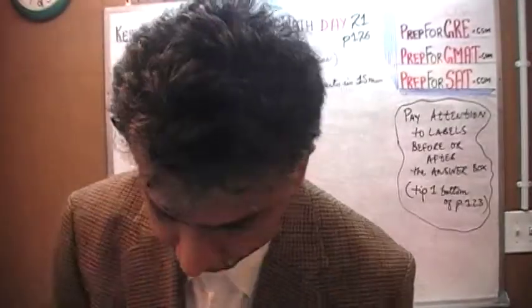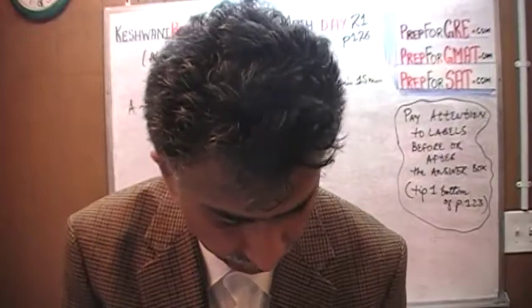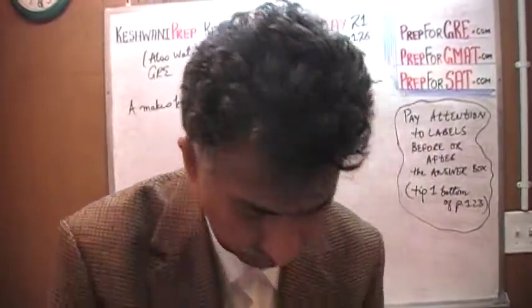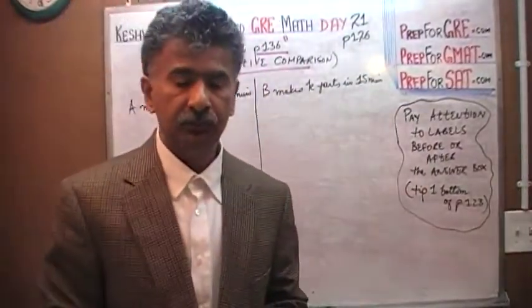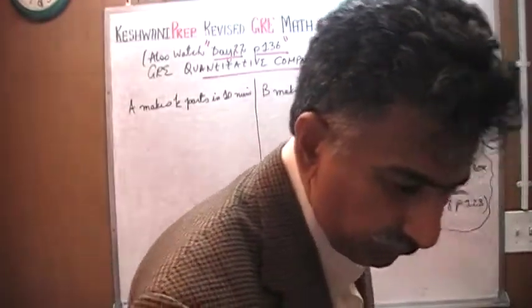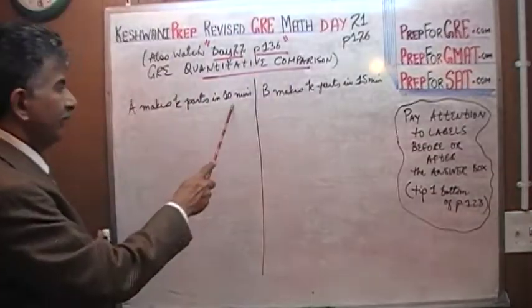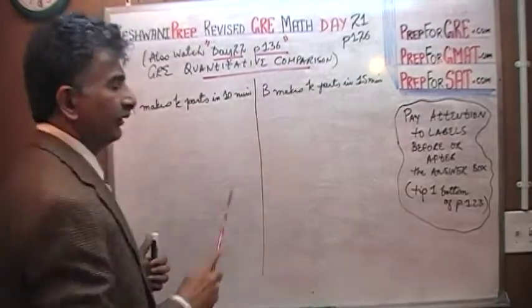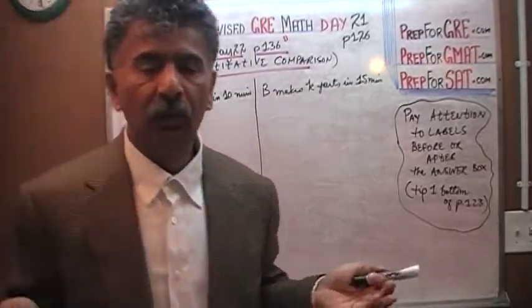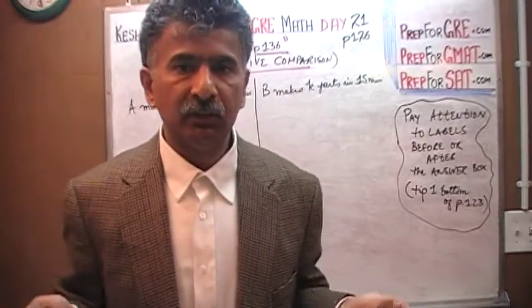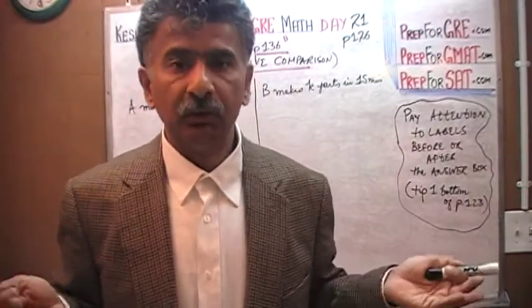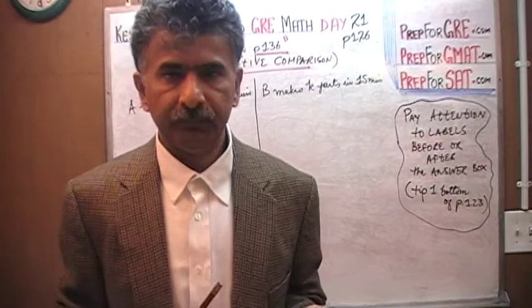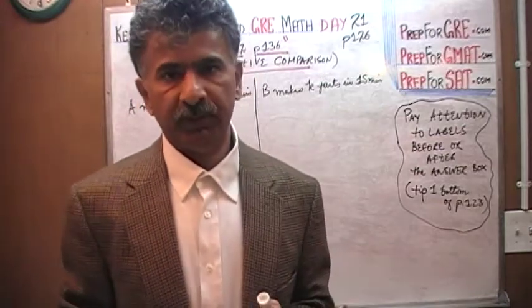Anyway, let's get going. I hope the book is in front of you, because I don't have the luxury of reading the entire problem to you. We have 2 machines. One machine takes 10 minutes to make K parts. Machine B takes 15 minutes to make K parts. The question simply is, how long will it take them, working together at their constant pace, to make K parts together? There are 2 ways you can solve this problem.